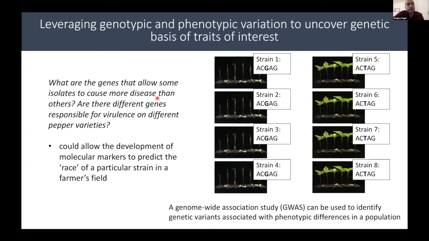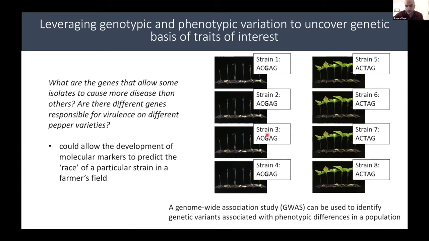So knowledge of this could allow us to develop molecular markers that would predict the race of a particular strain in a farmer's field. In other words, a grower could send in, or an extension agent could sample, a pathogen isolate from a particular field, run a quick diagnostic test in the lab based on the molecular marker, and determine which pepper varieties would be resistant. So our idea was to perform a genome-wide association study in order to find the genetic variants in Phytophthora capsici associated with virulence on different pepper varieties.